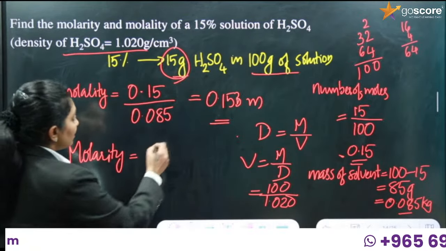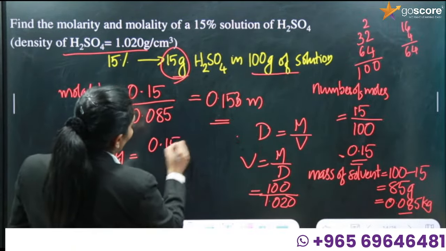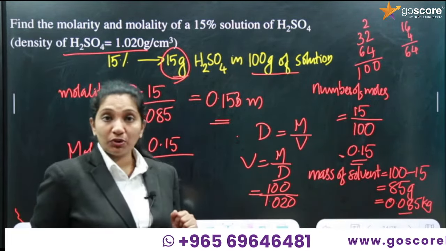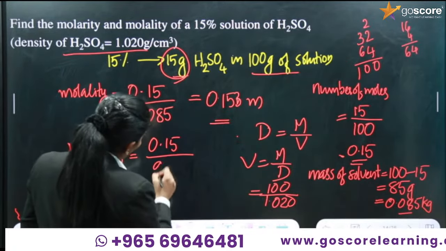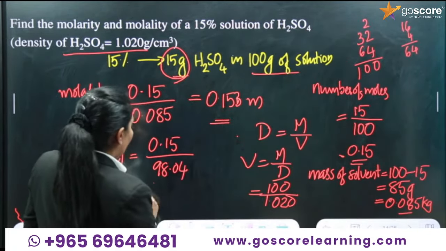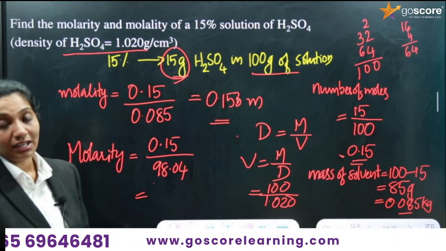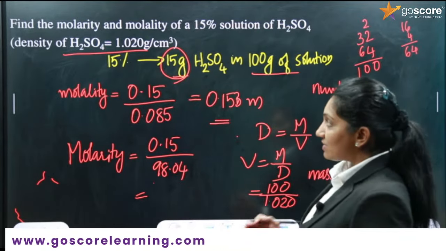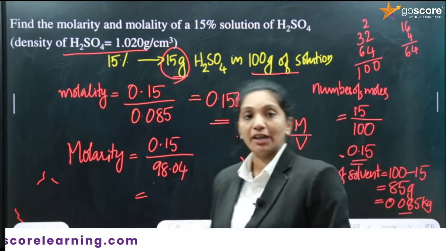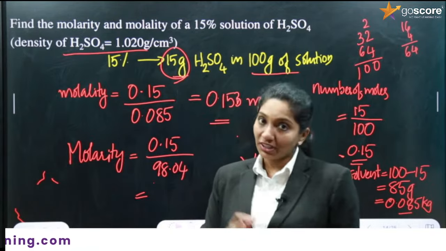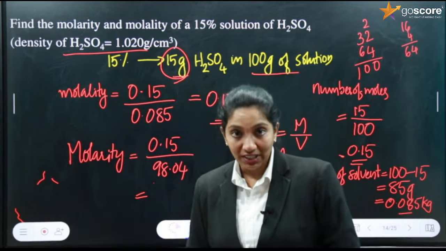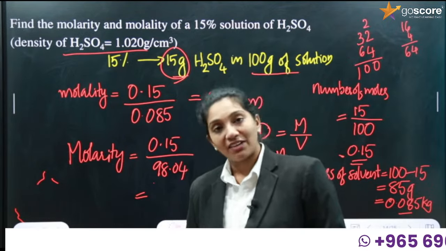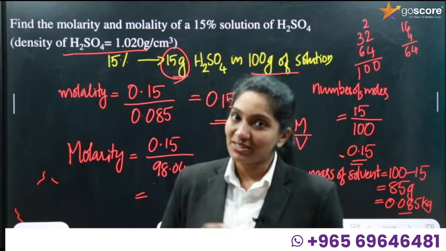Substitute the values: 0.15 divided by 100 by 1.020, that is 98.04. We can easily find out the molarity of the particular solution. Okay, that is the way we can find out the molarity and molality. See, if you know the concept clearly, if you are aware of the equations, simply by the logic we can easily substitute the values and we will get the answer and can score good.